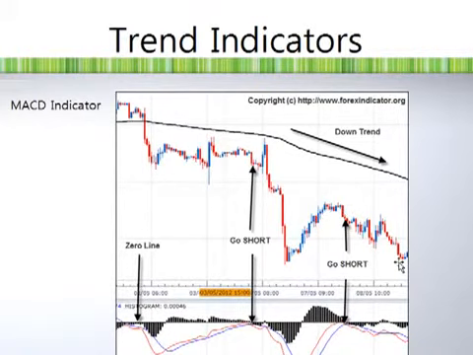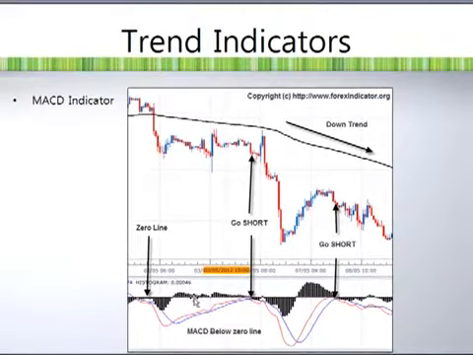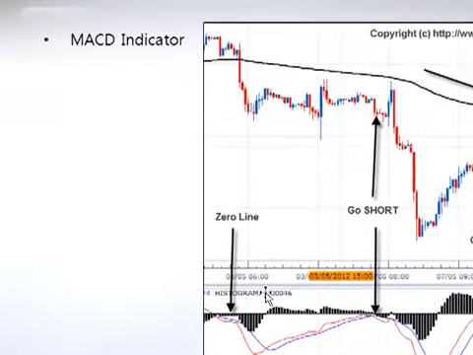So this method only works when you are in a strong downtrend. First of all, I always look at my 200 EMA to see if I have a strong trend, either up or down. The second thing I look for is my MACD indicator. I'll check whether my MACD line is below the zero line if it's a downtrend. If it's an uptrend, I must make sure that this MACD line is above the zero line.